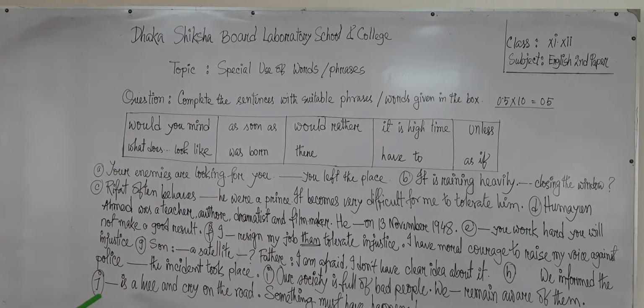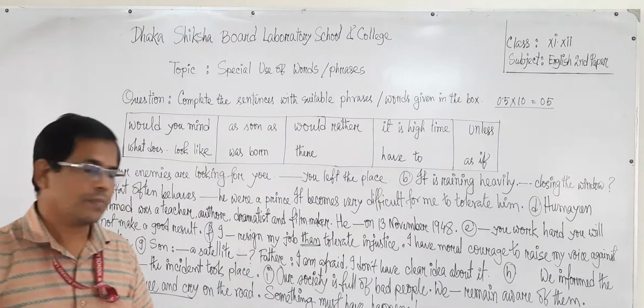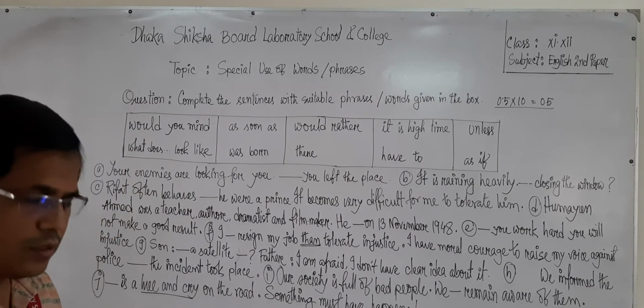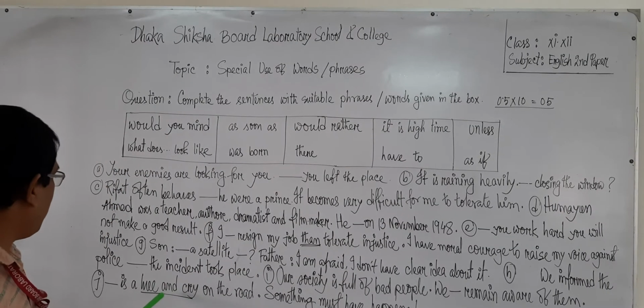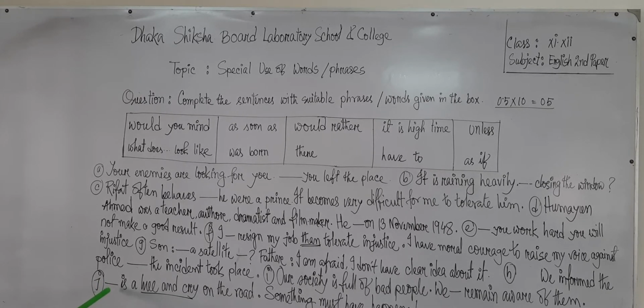And our last option is that dash is a hue and cry. It's a phrase, you know, hue and cry, shortfall on the road. Something must have happened. রাস্তায় কিছু একটা ঘটেছে এমনটা। Hue and cry, shortfall. So we may begin the sentence with introductory there. There is a hue and cry on the road.